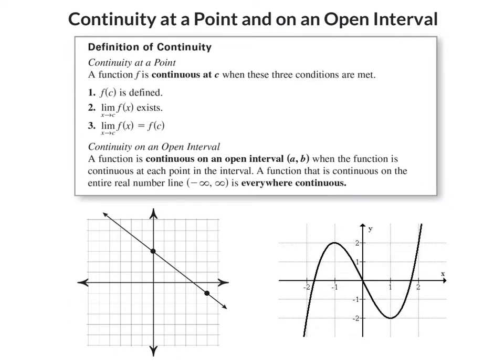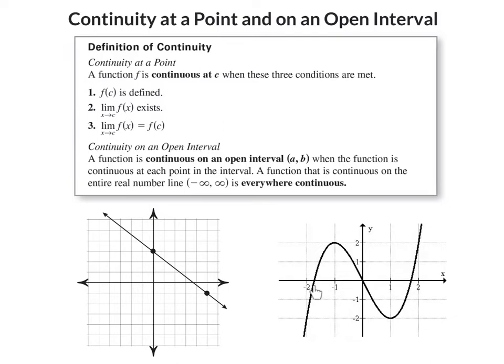But here we have a more formal definition. If a function has continuity at a point, the output for whatever c constant I plug in is defined, has a real number. The limit as it approaches c from the left and the right exists, and that limit is the output when I plug in c. And so continuity on an open interval just means that the function from x equals a to x equals b, whatever those points are, the function is continuous at each point between that interval.